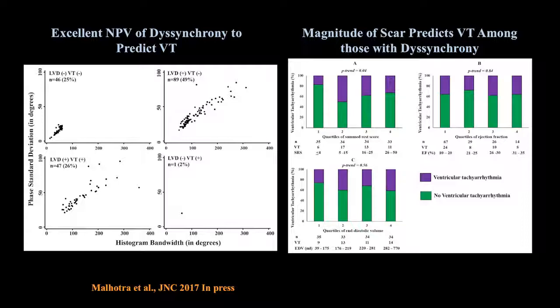So absence of dyssynchrony would identify patients who are not going to have arrhythmias, and a combination of dyssynchrony and greater than 6% left ventricular scar identifies the other 92% of the patients who would have arrhythmias. So you can segregate patients at the lowest spectrum of having arrhythmias and patients at the highest spectrum. So ones who should definitely get an ICD and ones who should definitely not get an ICD.